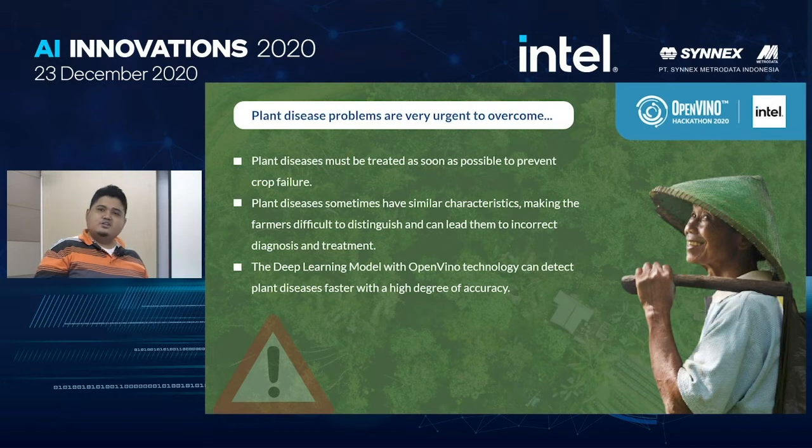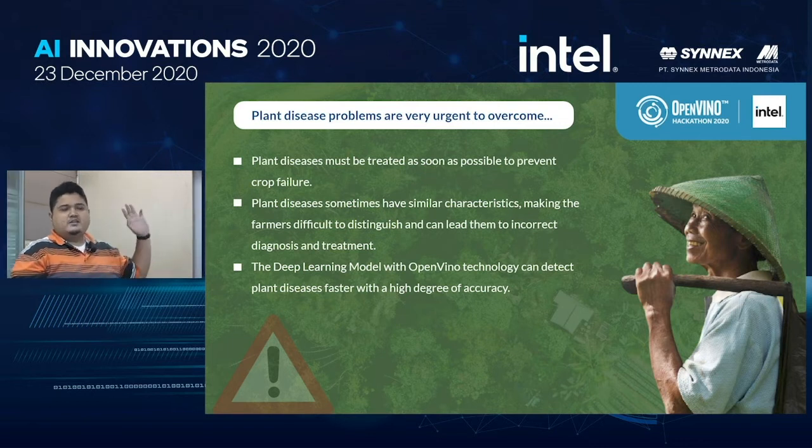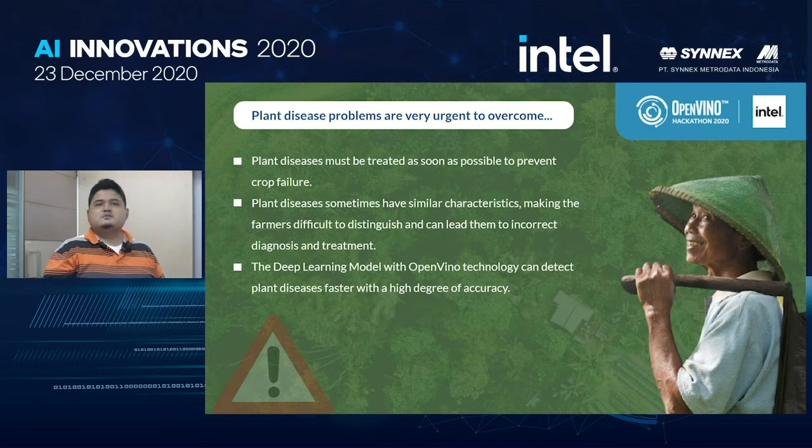And according to the statistics, most of these 30 million farmers are of elder age. They are very senior and uneducated. Because of plant disease, and they didn't know how to cure that, production dropped. Number two, plant diseases sometimes have similar characteristics, making it difficult for farmers to distinguish them and leading to incorrect diagnosis and treatment.